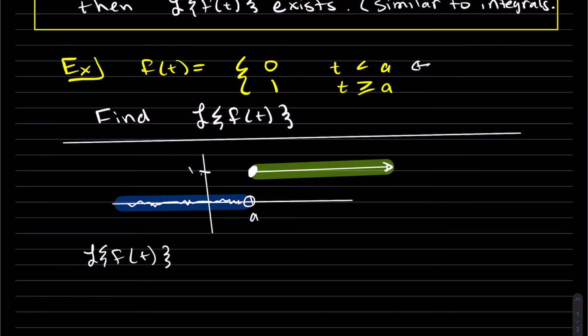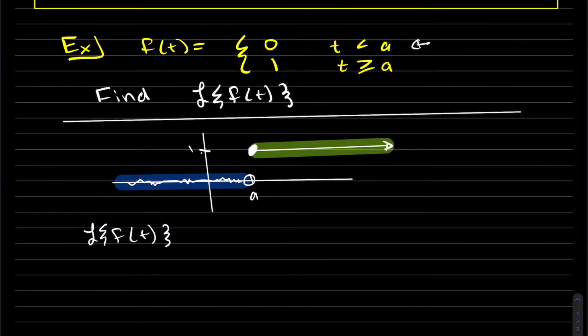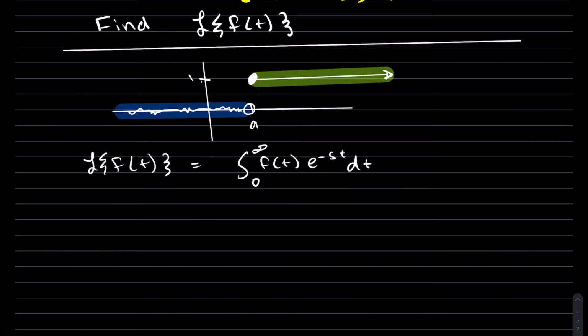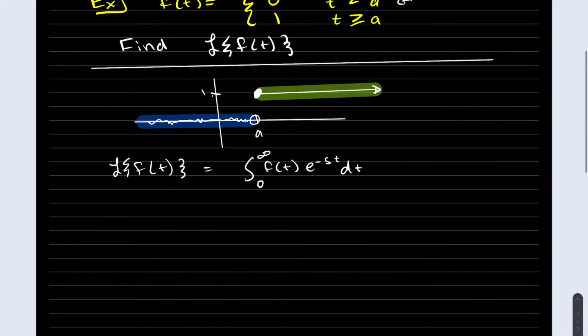So since it's piecewise, we have to just change our limits of integration. So just by definition, it's our function times e to the minus st dt from 0 to infinity. Graphing it for me helps me set up and change my limits of integration. So we can see we definitely want to go from 0 to a f of t.